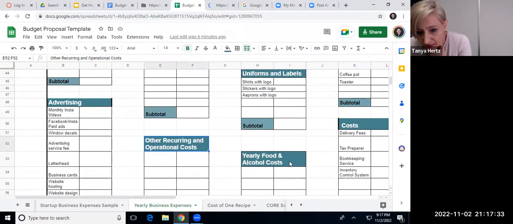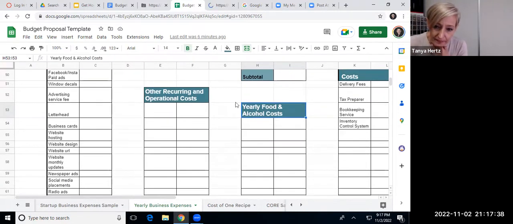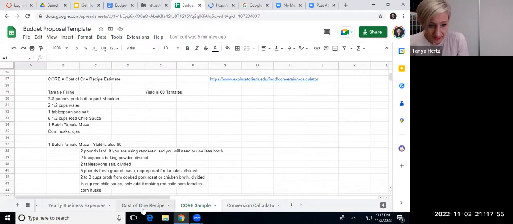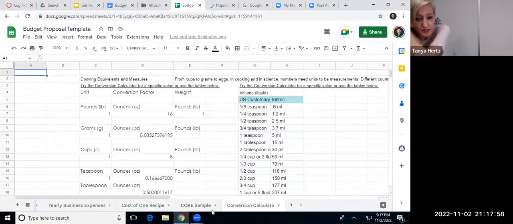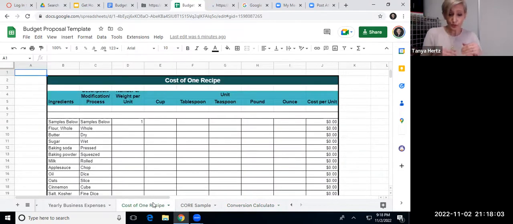Other recurring and operational expenses, yearly food and alcohol costs. This is the one that's going to be tough to estimate, especially if you've not worked in the industry before. And so some of the things that I included in here were some of my cost of one recipe or cost of recipe estimate samples. Remember, you need to know how much every single item of food you produce costs, and you need to have a scalable recipe for that.